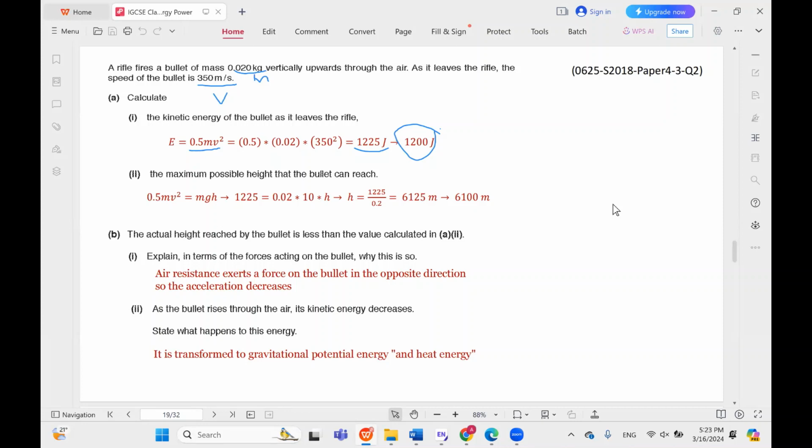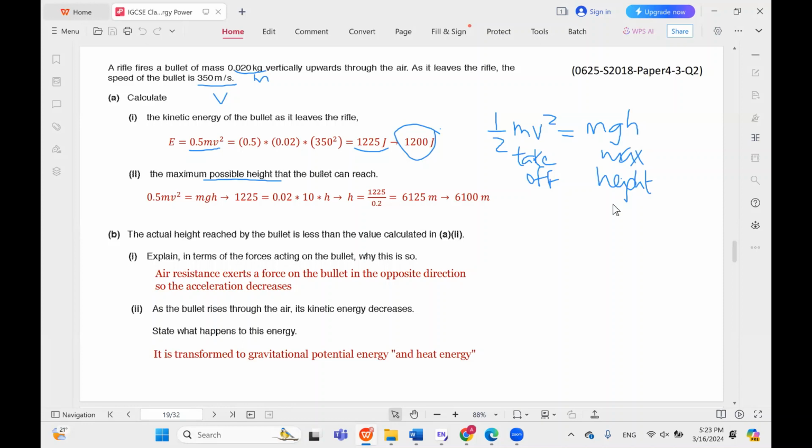Next, we want the maximum possible height. Whenever you get maximum possible height, I strongly advise writing this equation here, half mv squared equals mgh, and understanding that this is at takeoff and this is at maximum height. Because at maximum height, there is zero kinetic energy, and at takeoff, there is zero potential energy. So the total is the same. So therefore, you can use this equation to get the value of h.